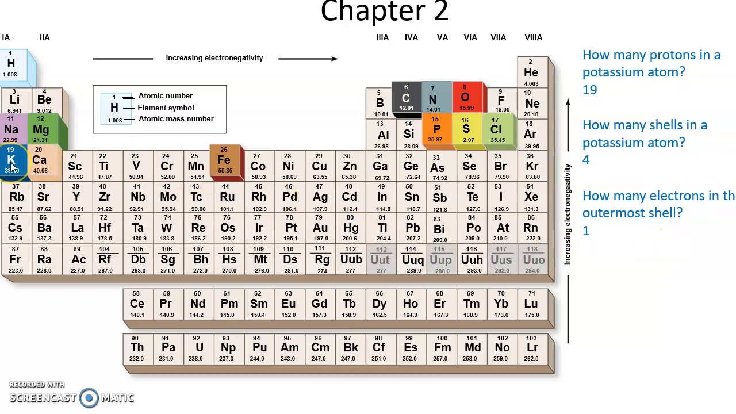Potassium, way over here. 19 is the number of protons. That's its atomic number. It has 4 energy shells, 1, 2, 3, 4 in the fourth row, and it has 1 electron in the outermost shell because it's in the first column.